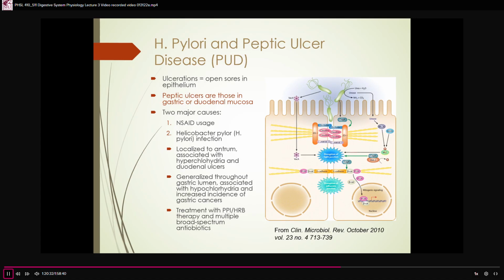Even so, there are still times and situations in which all those protective mechanisms are overwhelmed and the acids and/or the enzymes do damage to the tissues. And under those situations, we get open sores in the epithelium that are called ulcerations. And if those ulcerations are localized to the stomach lining or to the mucosal lining in the upper small intestine in the duodenum, we refer to them collectively as peptic ulcers. There are two major causes for peptic ulcers. One common cause is the chronic use of NSAIDs.